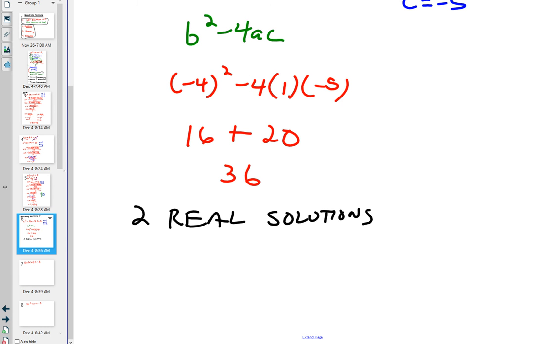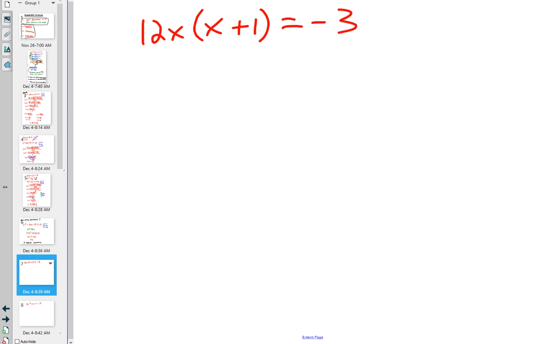So because 36 is positive, that means I'm going to have 2 solutions. I don't know what they are, though. I haven't solved. Yes? No, like another 3 to 4 maybe. Even though I didn't do a good job of putting the directions on this one.